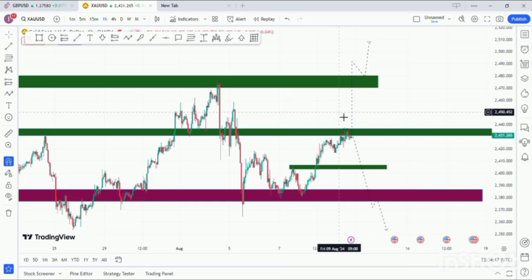But on the flip side, if price decides to continue upward, depending on the opening of the market on Monday, we'll be expecting price to continue move upward to respect this resistance zone, or possibly break out of it to continue upward, guys.